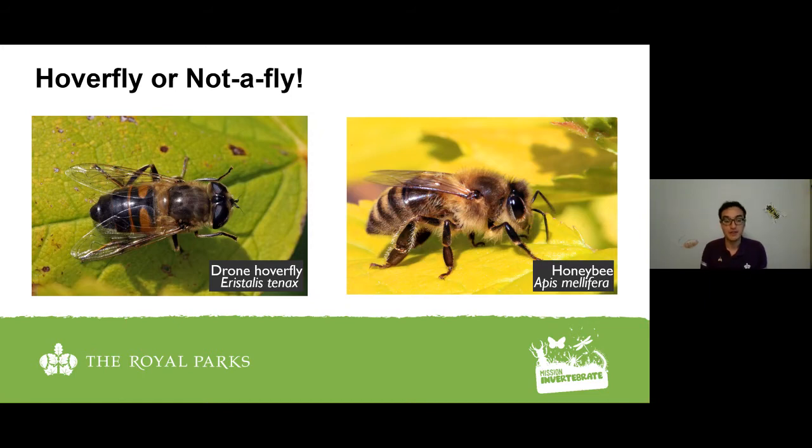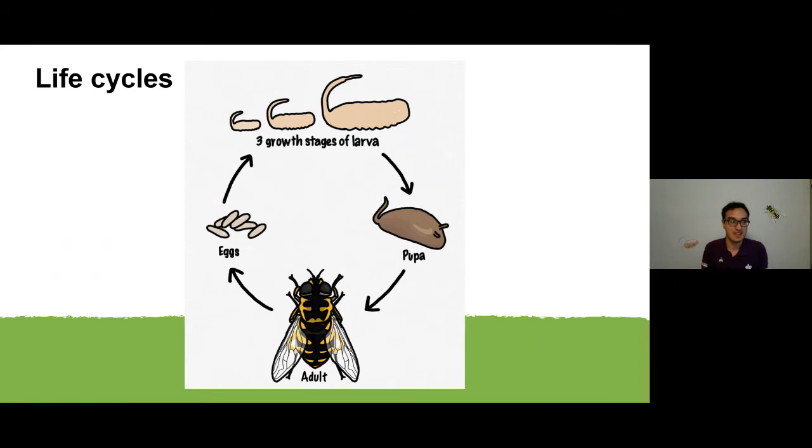So there are over 280 species of hoverfly, so there's lots of diversity in where a hoverfly will live and where it will lay its eggs and which flowers it will visit as well. But all hoverflies have got a four-stage life cycle.